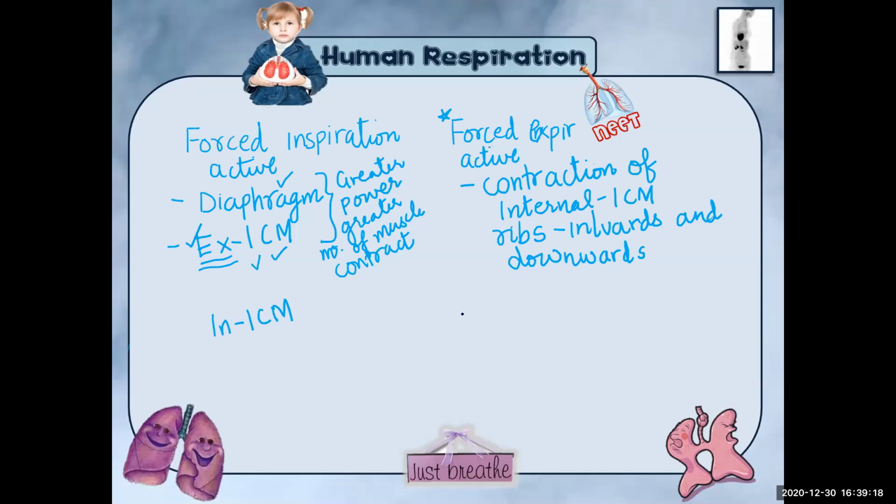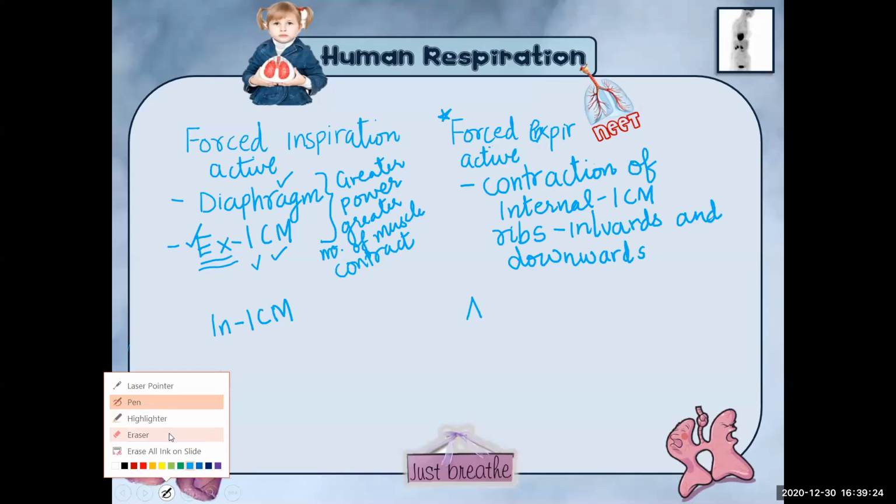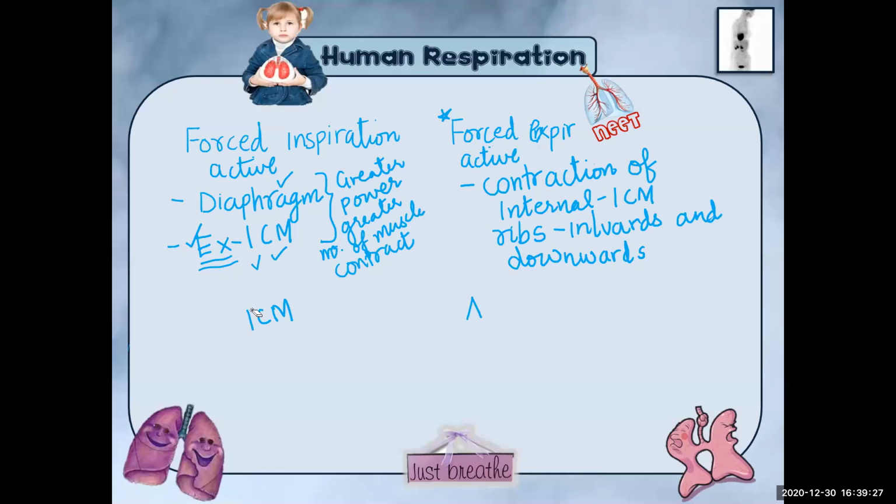Now internal intercostal muscles will also be helped. So in this process there are muscles which will help. So what are those muscles? The muscles which are going to help forced inspiration as well as forced expiration are called accessory muscles. The accessory muscles which will actually help in forced expiration are abdominal muscles. So abdominal muscles को अगर आप contract करोगे, so it will put more force and there will be forced expiration.